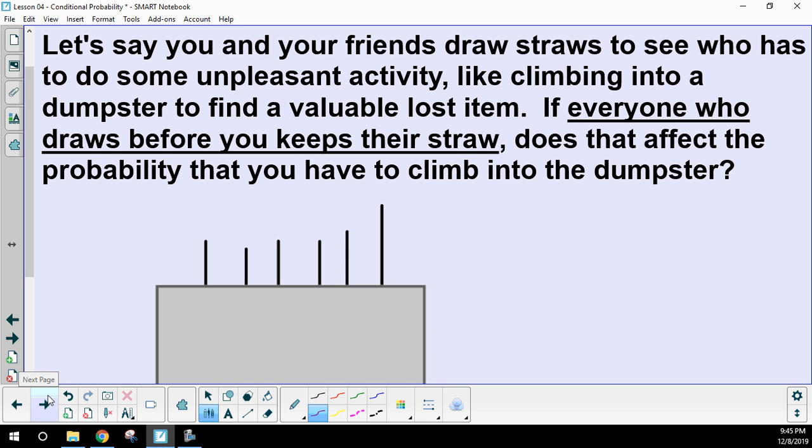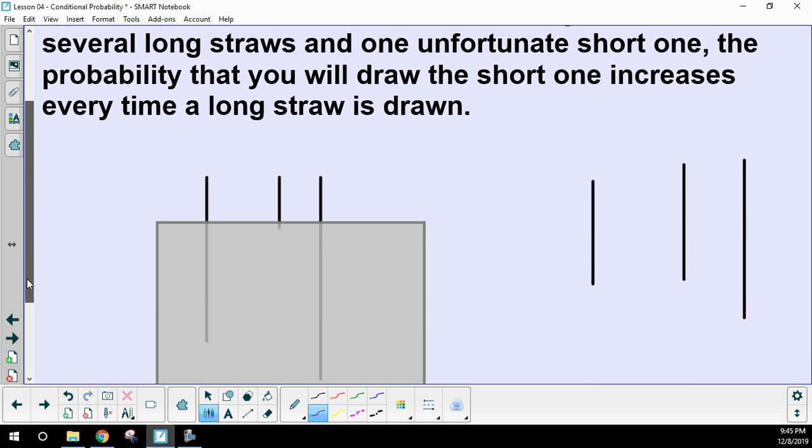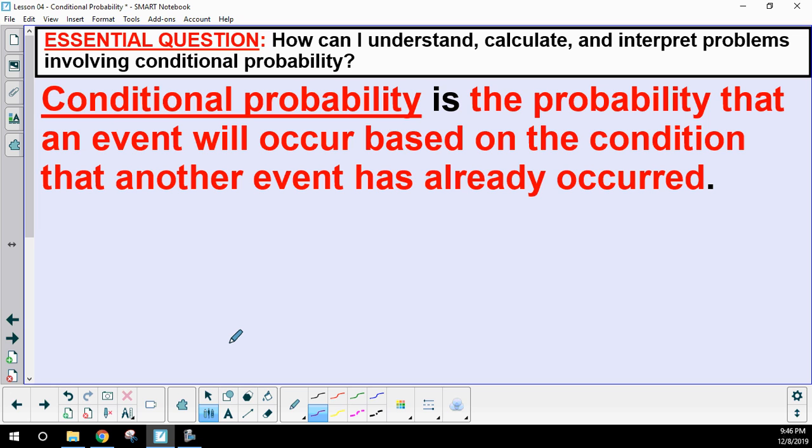But naturally, as long straws have been drawn out, without replacing, the likelihood of you pulling the short straw is affected. As you can tell, it went from 1 out of 6 to 1 out of 3. You're increasing the odds for you if you've gone last in the drawing. So typically, you want to go first when drawing straws. Probability speaking, of course. So conditional probability is the probability that an event will occur based on the condition that another event has already happened.